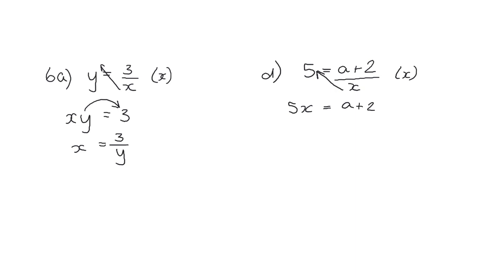Think back when we did equations. I've got 5x, I want x on its own. So that 5 is going to come over. It goes from multiplying to dividing. And that is us change the subject to x with both of them.